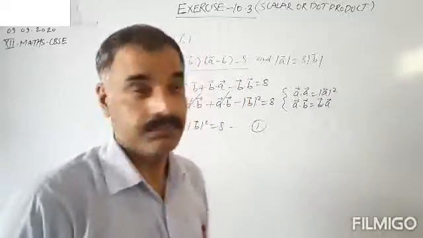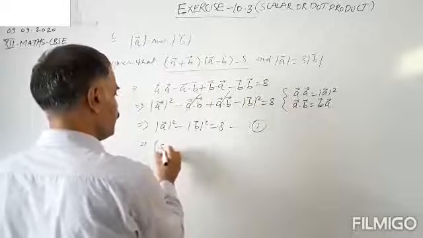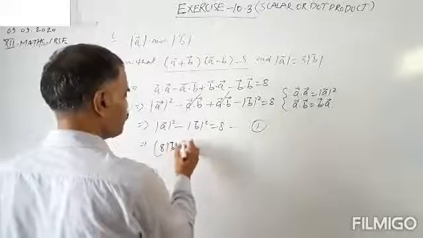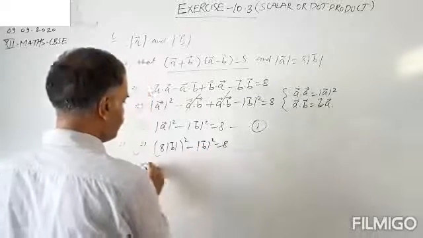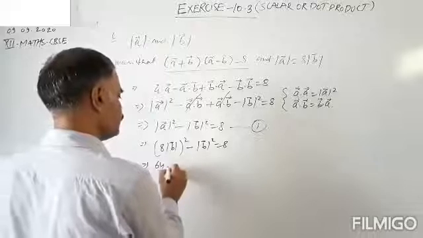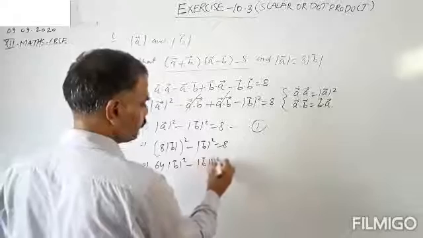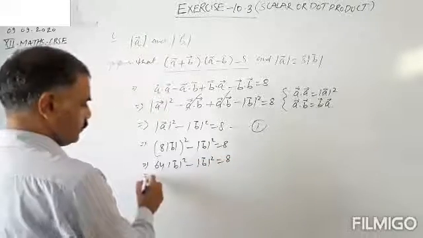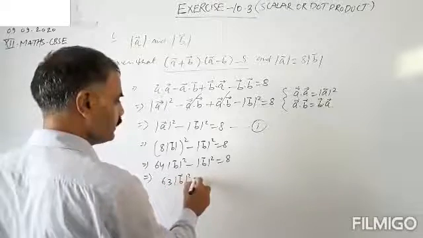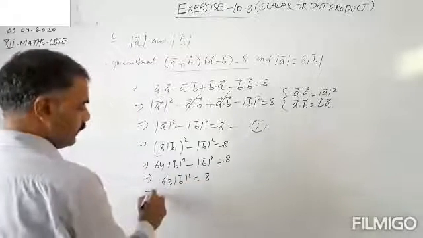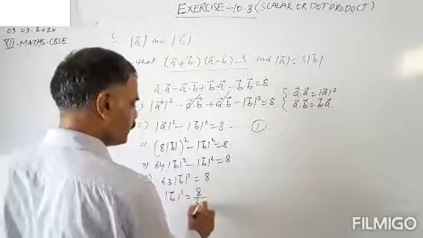magnitude of B vector. So magnitude of A vector equals 8 times magnitude B vector, whole square, minus magnitude B vector square equals 8. That is 64 magnitude B vector square minus magnitude B vector square equals 8. So 64 minus 1, that is 63 magnitude B vector square, is equal to 8. Here magnitude B vector square is equal to 8 upon 63.